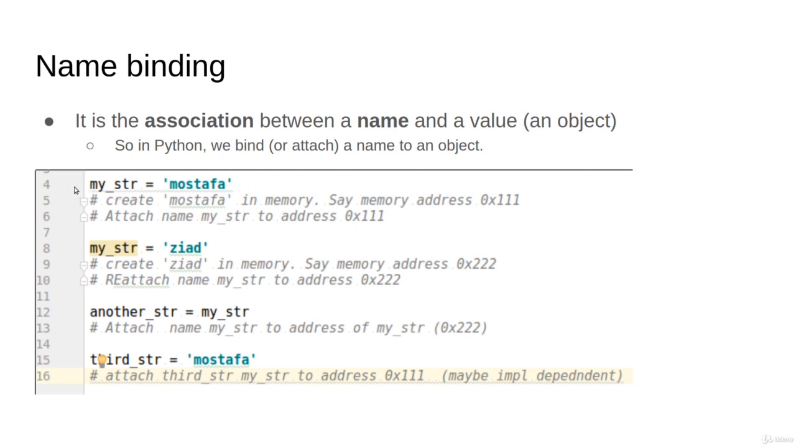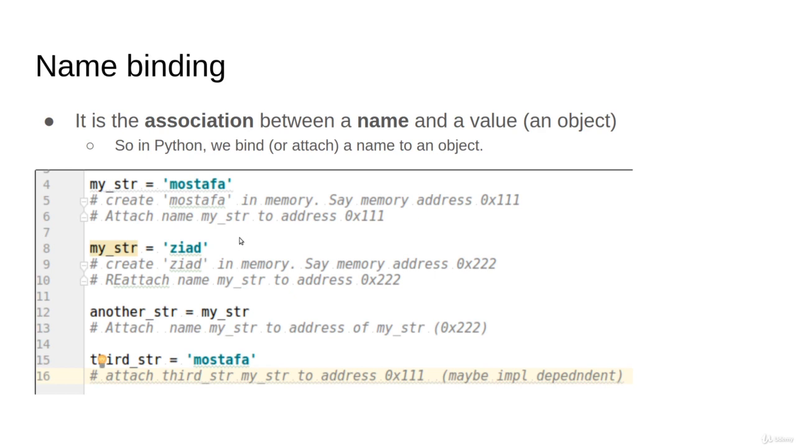When I write a line like my_str equal string Mustafa, what happens is as follows. The first thing is Python is going to create a value in memory and put the word Mustafa in it. Let's say it has the address 0x111. When you see this 0x in addresses, it is what we call a hexadecimal representation. It's just another number for now. The second thing is that Python attaches the name my_str to the address 0x111, or attaches the name my_str to the Mustafa in memory.